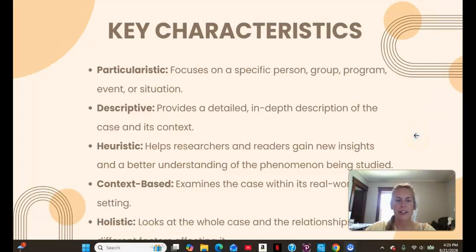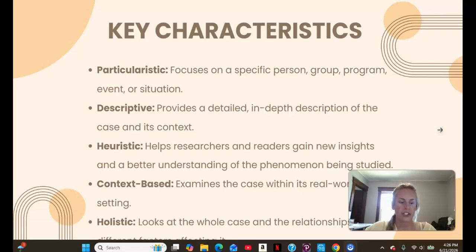All right, so the next thing that we're going to look at are the key characteristics. All of the key characteristics of case study research are listed here. One of the main characteristics of case study research is that it is particularistic, which is really hard to say, which means it focuses on a specific case. This could be an individual student, a classroom, a school, or a program. And rather than studying a large group of participants, the researcher examines one case in depth to better understand a particular group or phenomena, or a particular issue or phenomena.